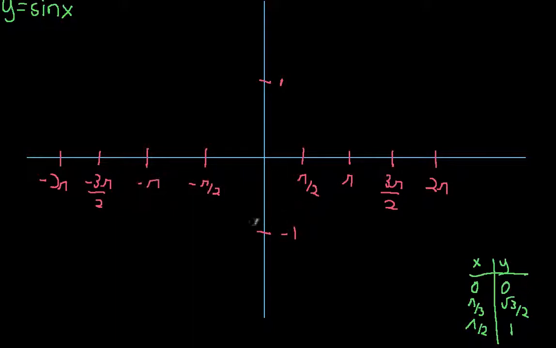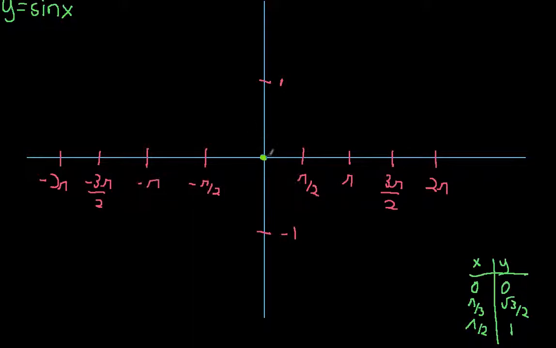So plotting these points to start, where x is 0, y is 0. So that would be this point right here. Let me pick a different color. We're going to do this. Okay, so that would be our first point.